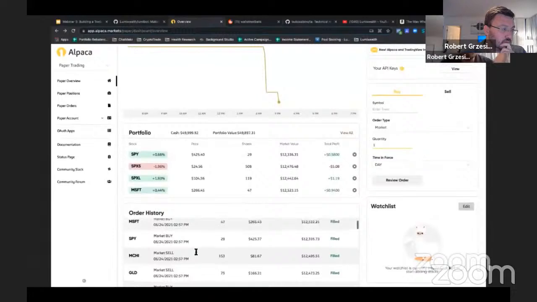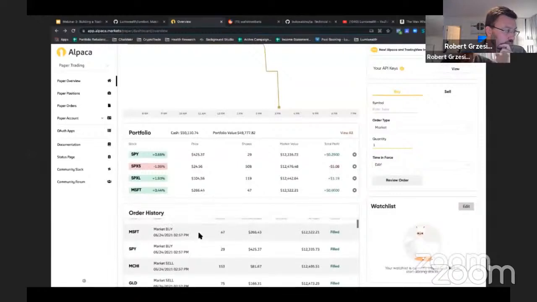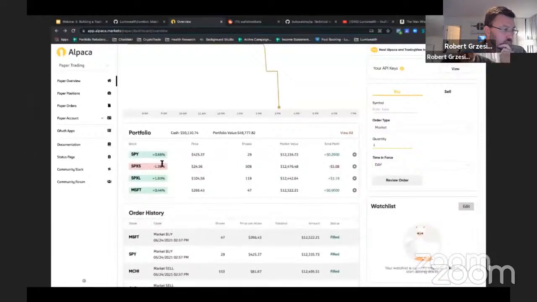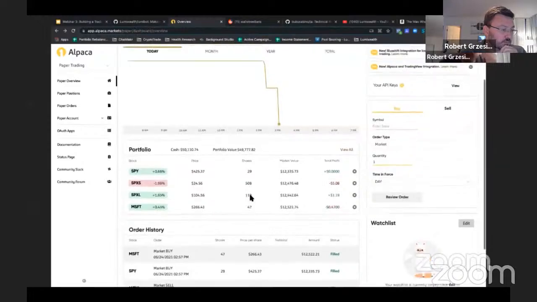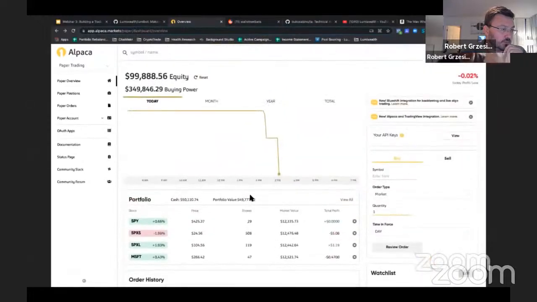So it sold the gold. Remember, you guys saw the gold. It sold that, and it sold our MCHI. So we sold 2 of those things, and then bought SPY and it bought Microsoft, right? And that's because those have been the ones that are doing the best over the past minute, and it just holds on to them, right? It's just a simple momentum strategy. But like I said, there's a lot of other things that you could convert this into.